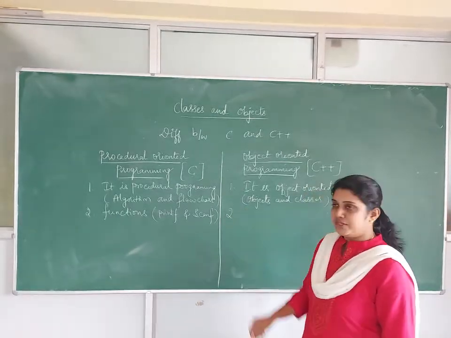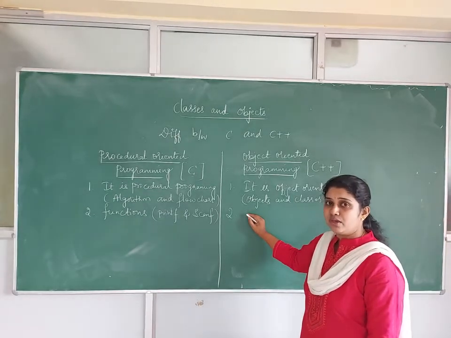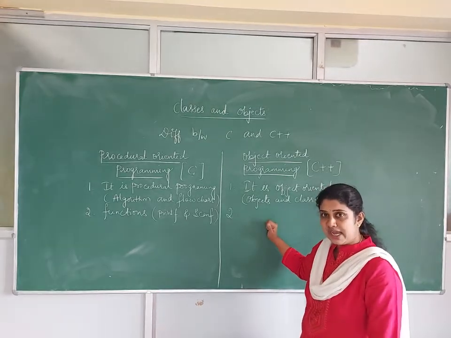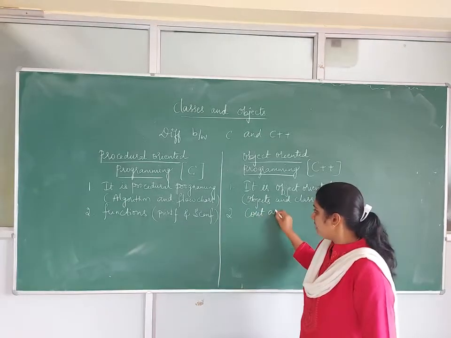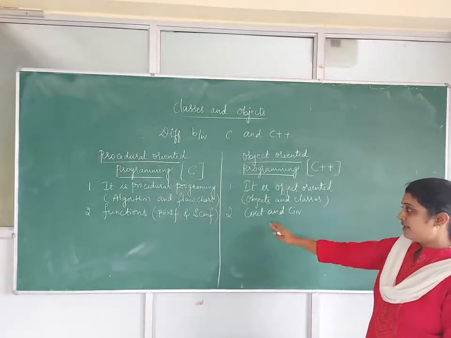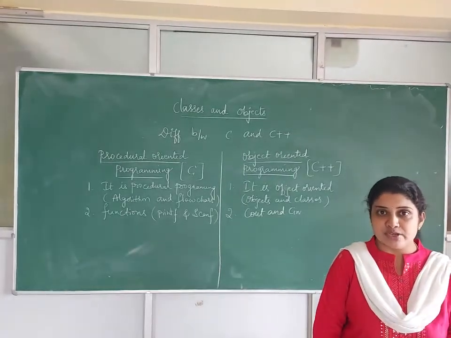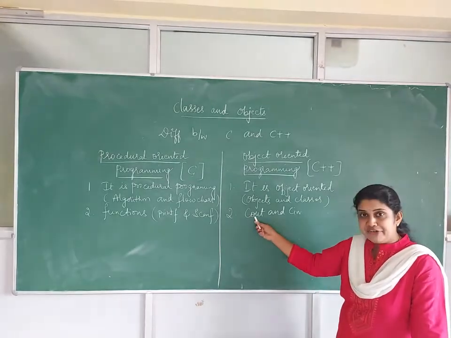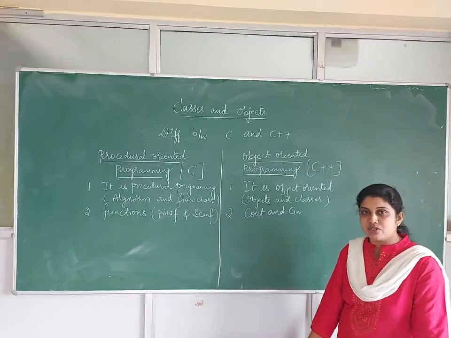And in object-oriented programming, instead of functions, we use objects. With the help of objects, we access the data. These objects are cout and cin. Cout means whatever output you want to display on the screen is done by cout. Cout stands for console output. Next concept we are going to discuss with programs.